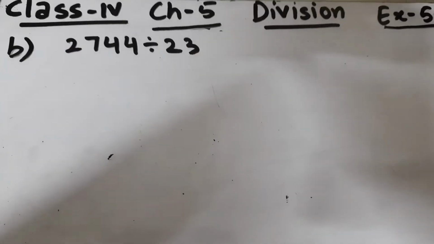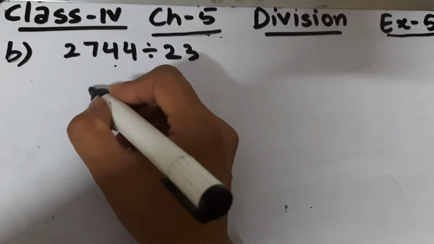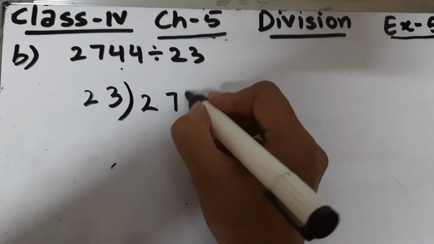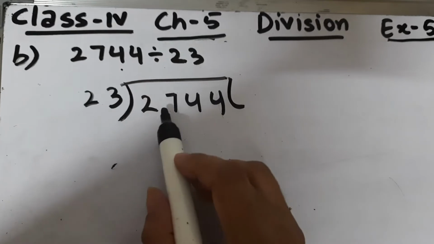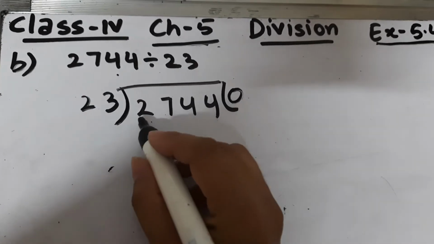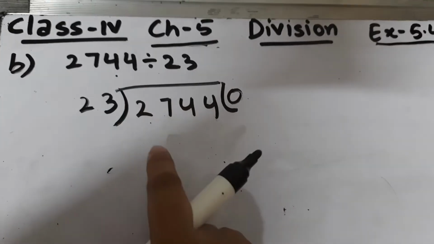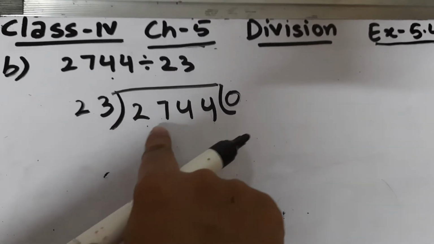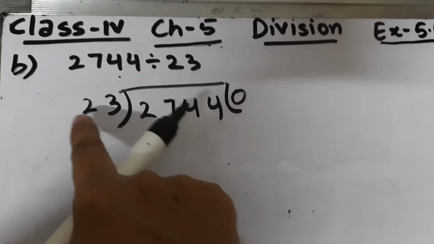B part is 2744 divided by 23. That means our divisor is 23 and our dividend is 2744. See, we cannot divide 2 by 23, so we will write 0 in the quotient and combine 2 thousands and 700s. Now we will divide 27 by 23. Does 27 come in the table of 23? No. So we will take a number just smaller than 27 that comes in the table of 23, and that is 23 itself.